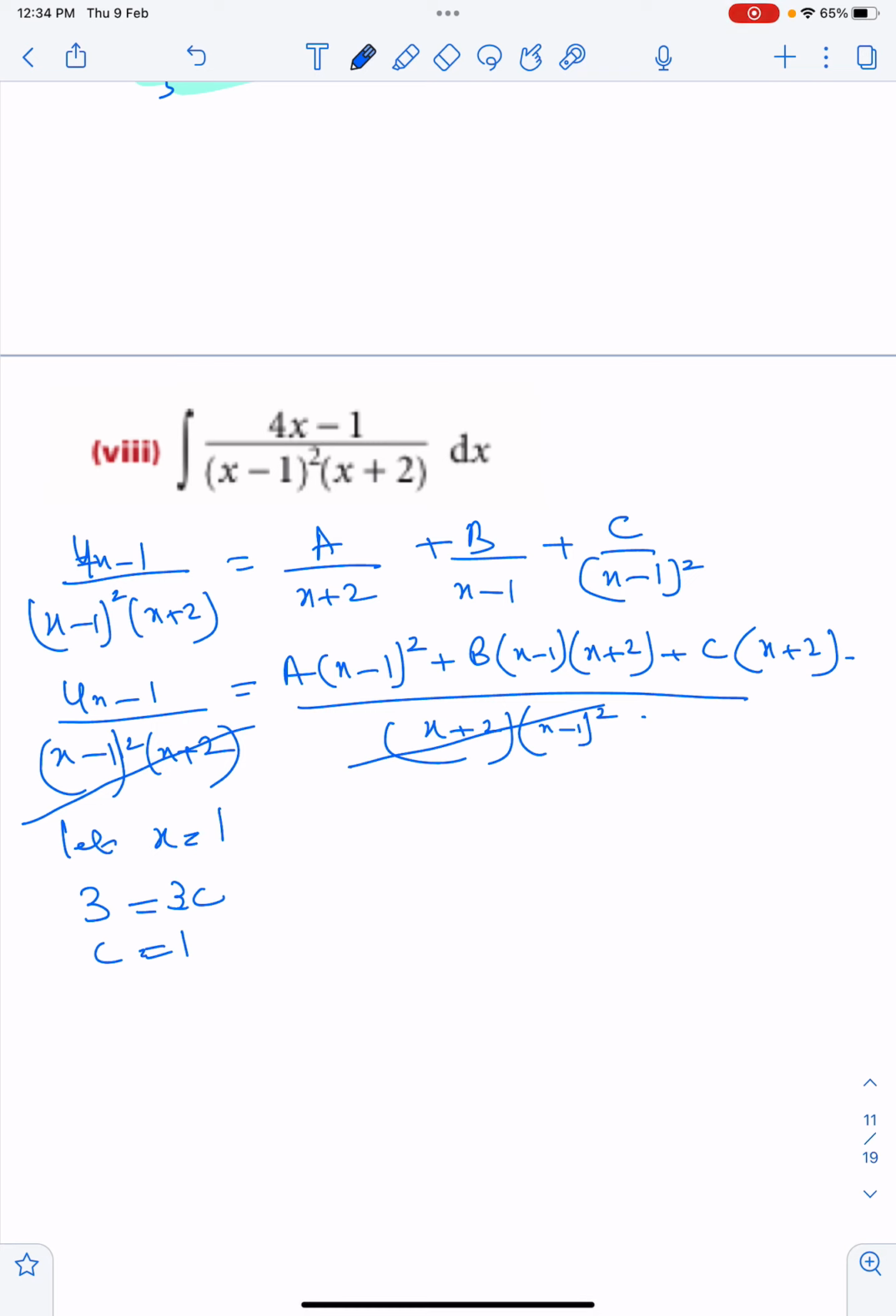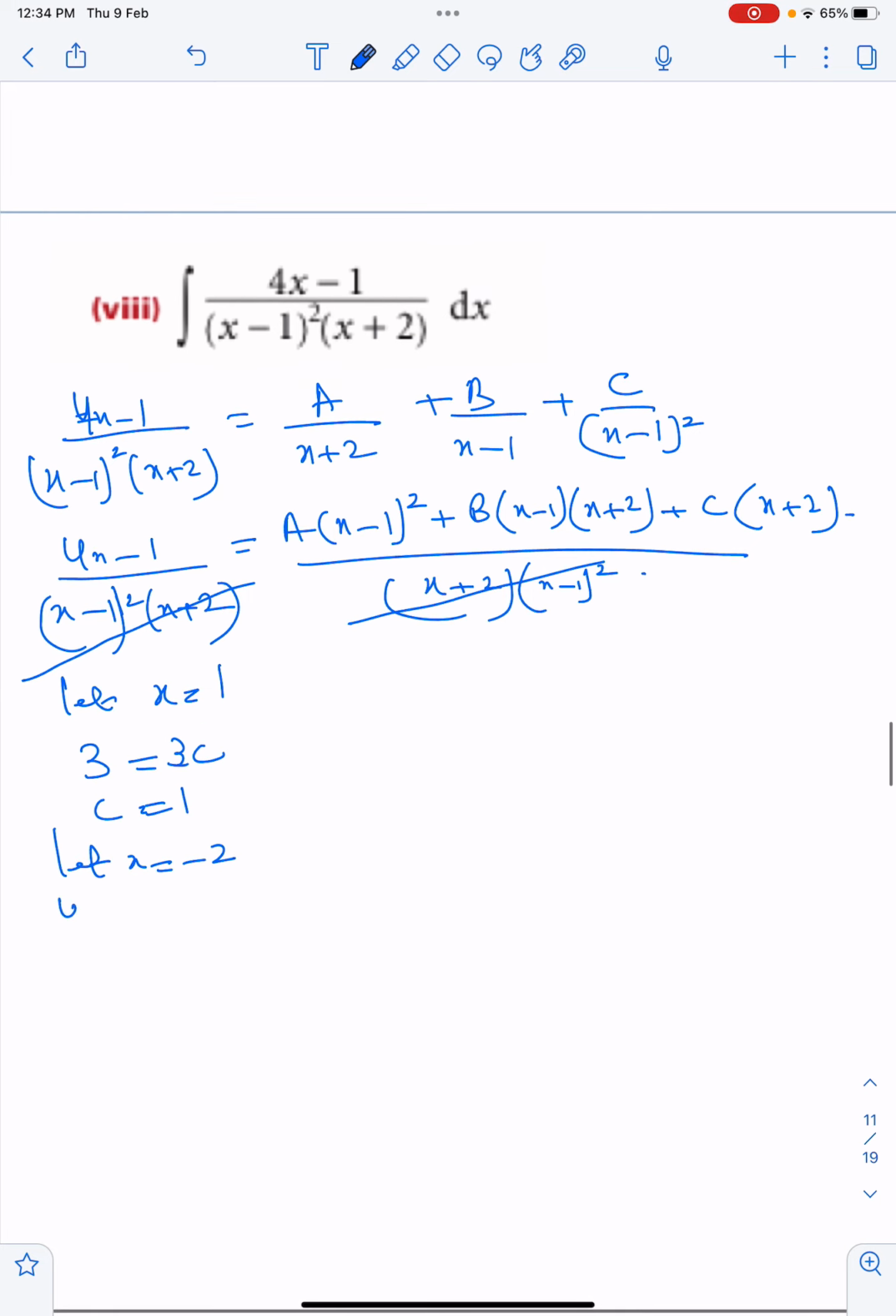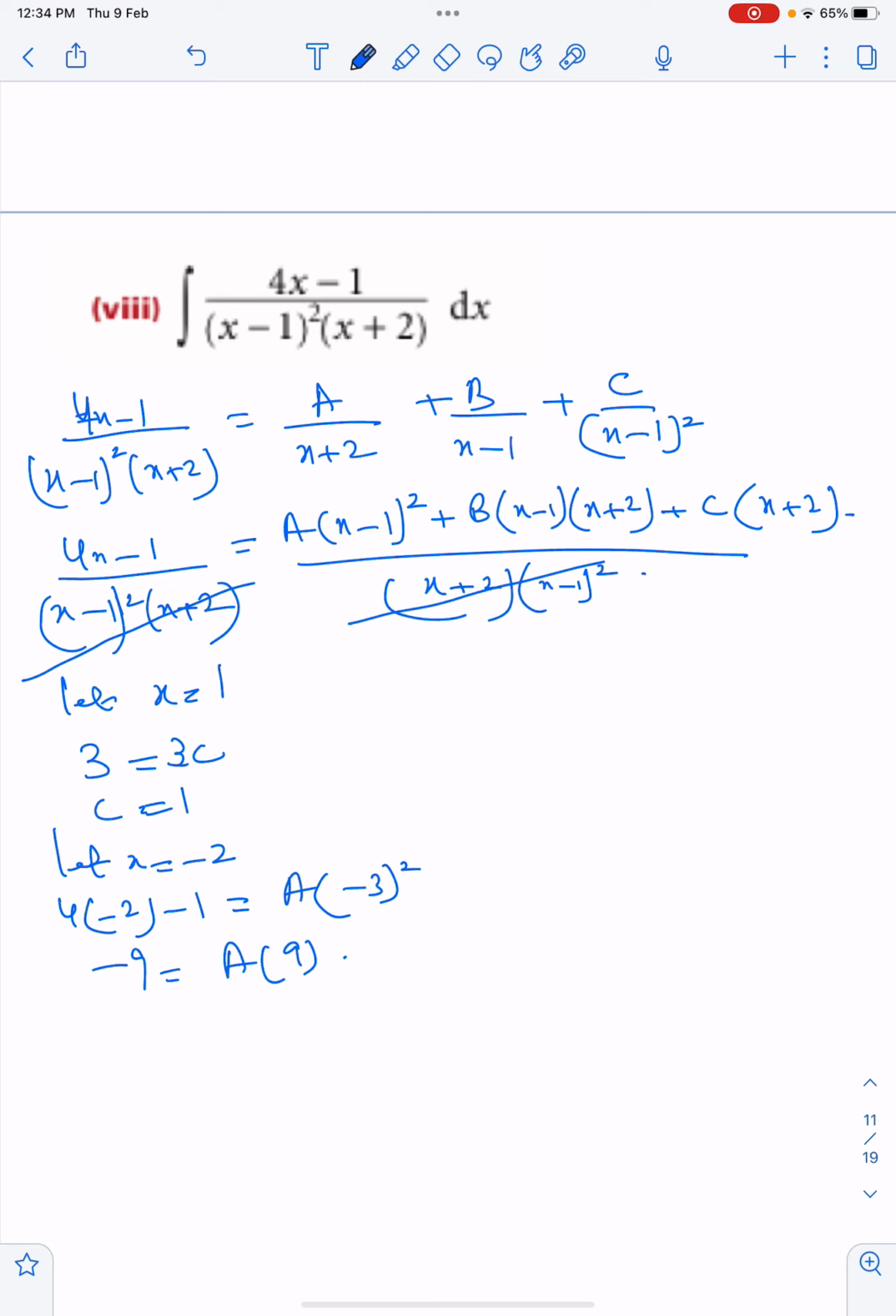Okay, if I take x as negative 2, this whole thing will become 0, this will become 0, and you just have to plug it in here. Okay, let x equals negative 2. So 4 into negative 2 minus 1 equals a into negative 2 minus 1, which is negative 3, the whole square. This is going to give me minus 8 minus 1 is minus 9 equals a into 9. A equals negative 1.